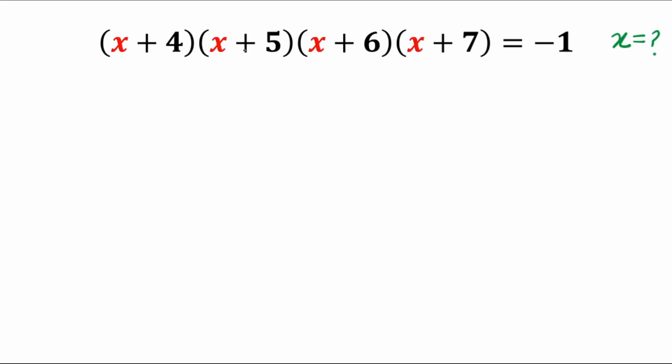Here (x+4)(x+5)(x+6)(x+7) is equal to -1. Here we need to calculate all possible values of x.